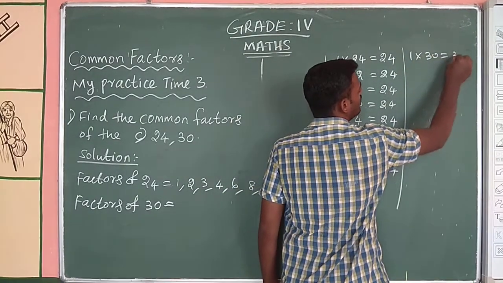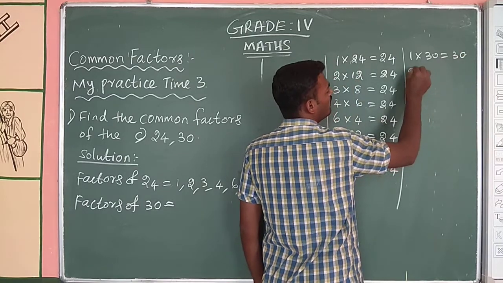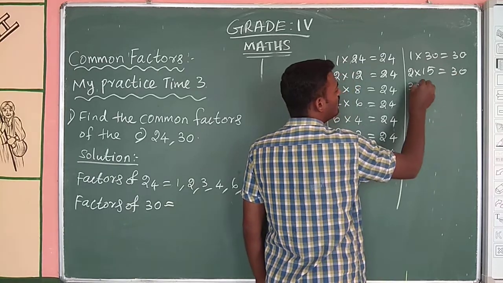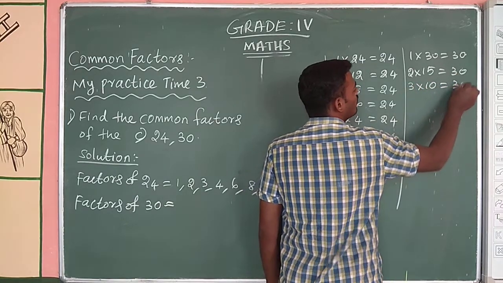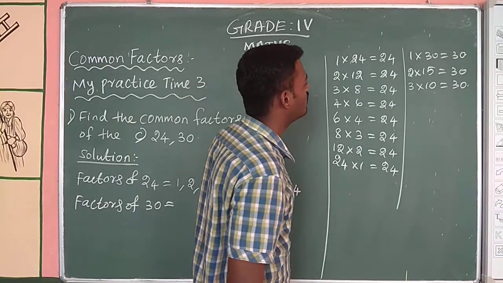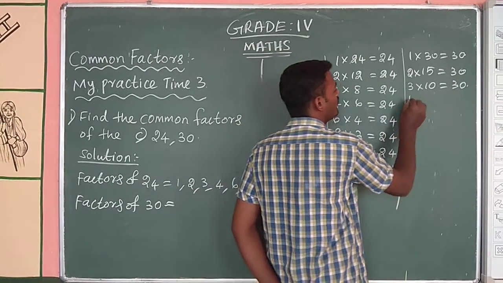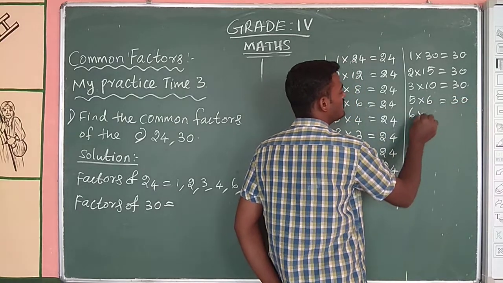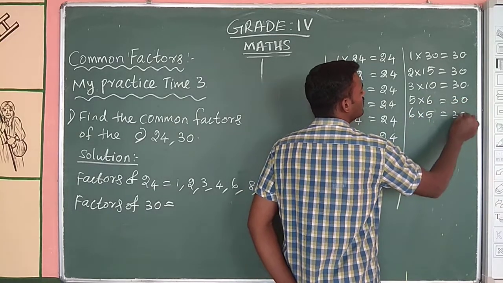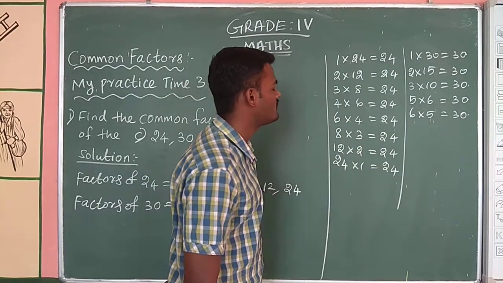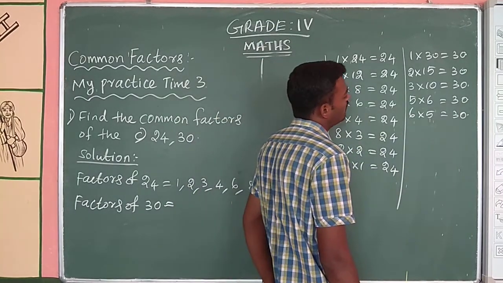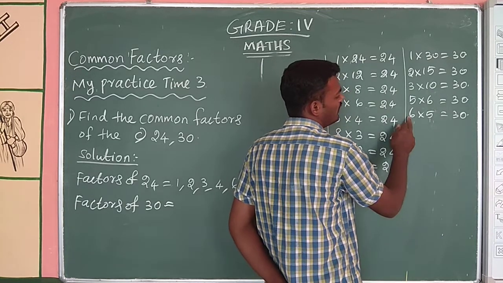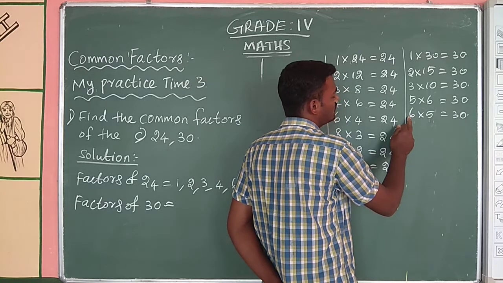1 30s are 30. Second table, 2 15s are 30. In the third table, 3 10s are 30. Fourth table, 30 is not in the fourth table. Next, fifth table, 5 6s are 30. Sixth table, 6 5s are 30. Seventh table, eighth table, and ninth table are not in 30. So these tables are not in 30.